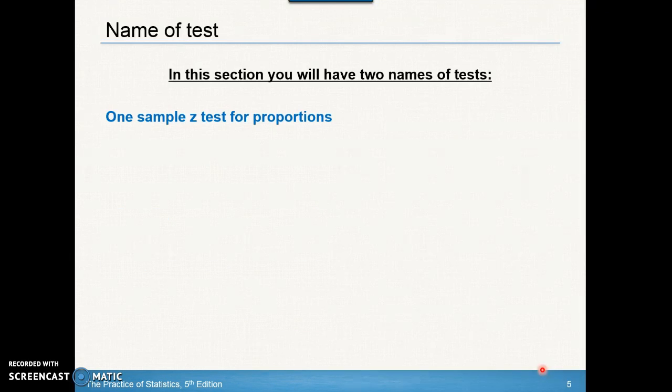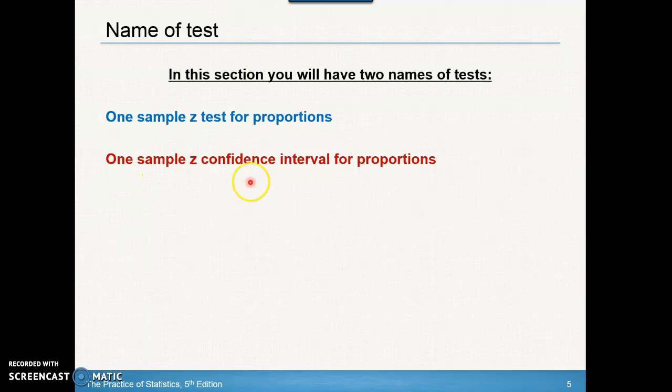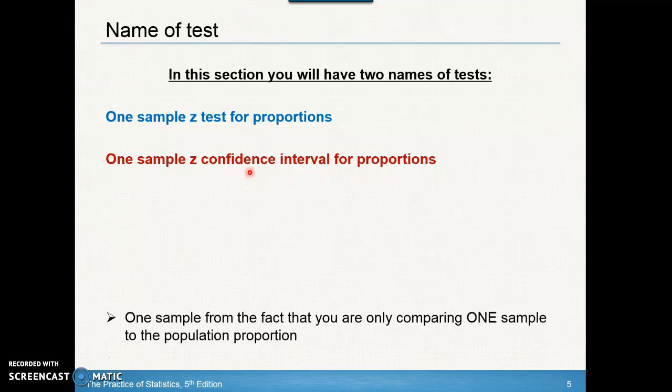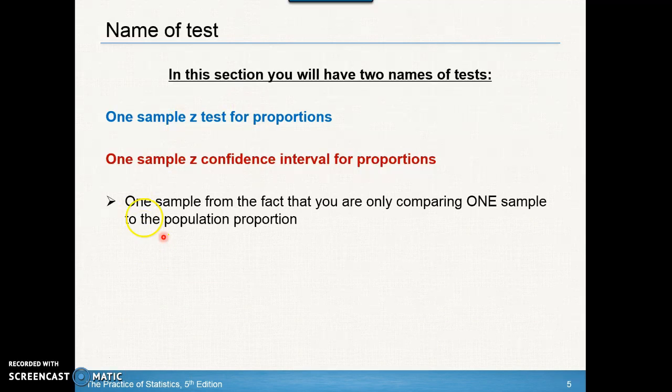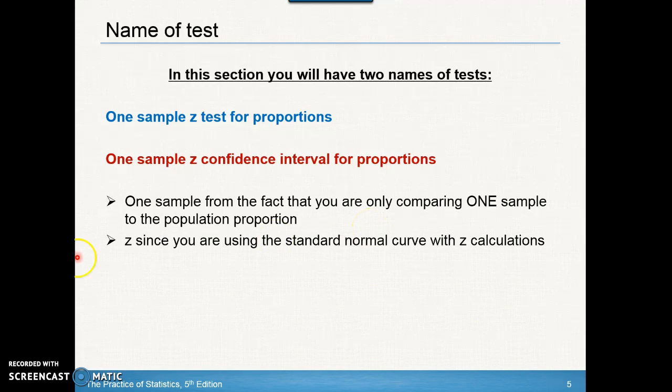Okay, so in this section, you're going to have two names of tests. The first one is going to be a one sample z-test for proportions, and the other one is a one sample z confidence interval for proportions. So you already know how to do a one sample z confidence interval for proportions. You know how to construct a confidence interval. In this section, we'll actually be showing you how to use a confidence interval to test a claim, which is different. Now, where the names come from: one sample, because we're given only one sample that we're testing. It's a z-score because we're using the standard normal curve with z calculations. For proportions, because we're actually looking at proportions.